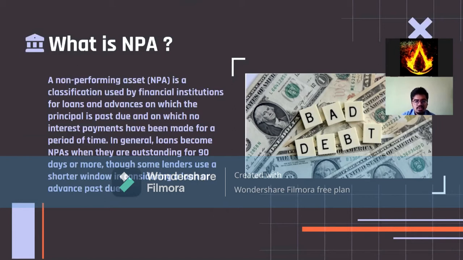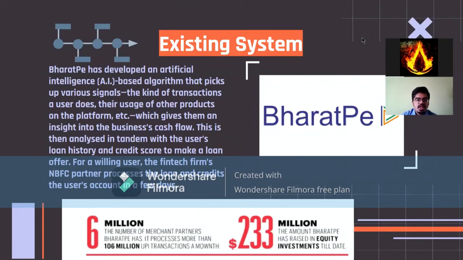So let us take an example of Bharat Pay. For example, I am a small scale shopkeeper and I want to take a loan of 2 lakh rupees. So I will approach Bharat Pay. But how will Bharat Pay give me the loan? Bharat Pay has developed an artificial intelligence based algorithm that picks up various signals, the kind of transactions a user does, their usage of the products on the platform, and so on, which gives them an insight into my business's cash flow. This is then analyzed in tandem with the user's loan history and credit score to make a loan offer. So after doing all this, I will be offered a loan.